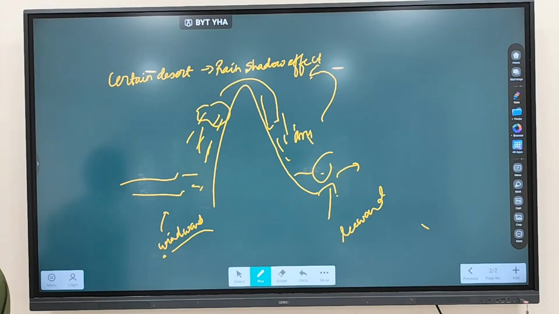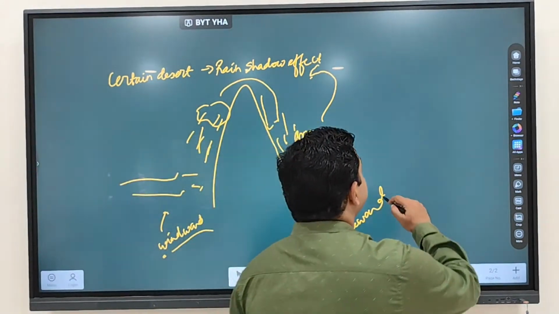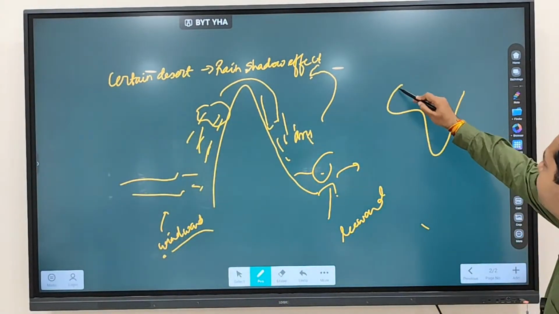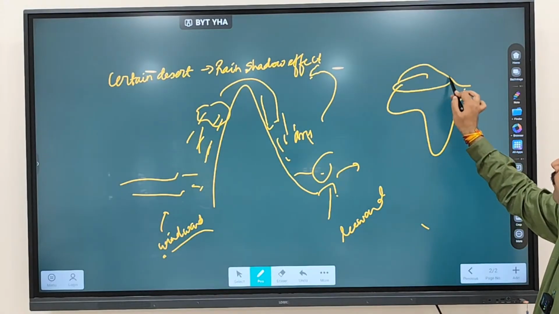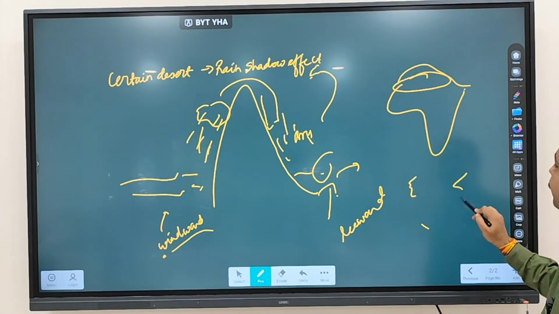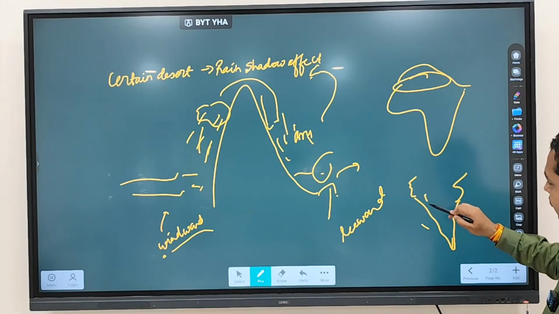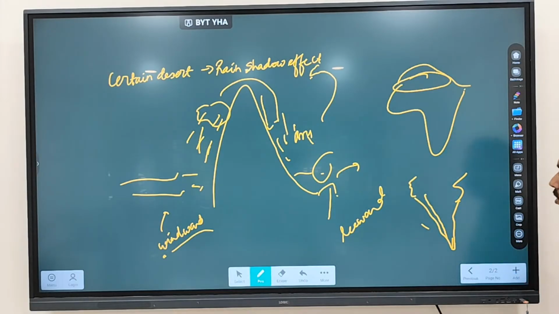So which type of desert are you seeing created due to rain shadow effect? Anyone remember? Sahara? No, Sahara is not created due to rain shadow. Any other? Which desert is here? Which mountain is here in South America? Which mountain is there in South America?